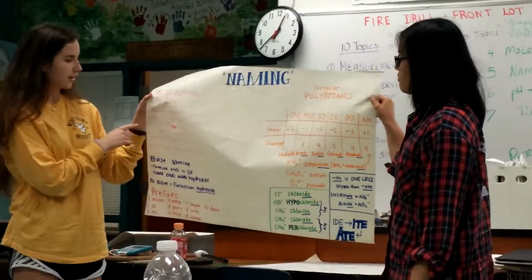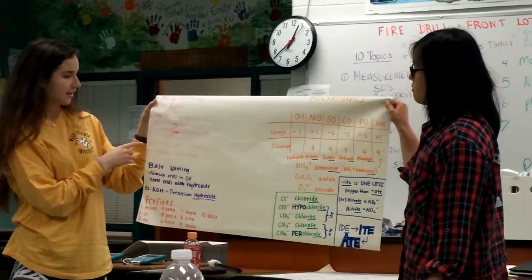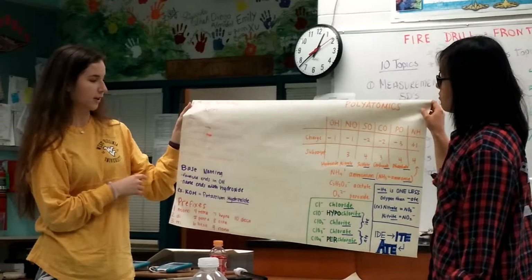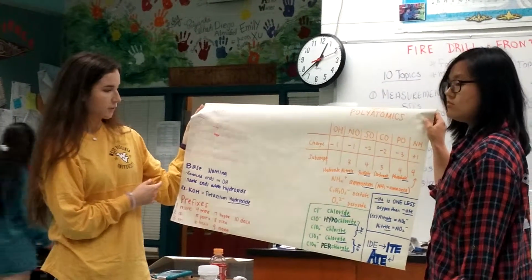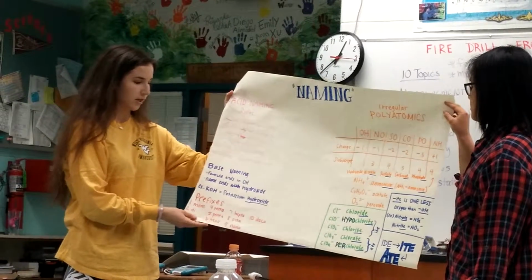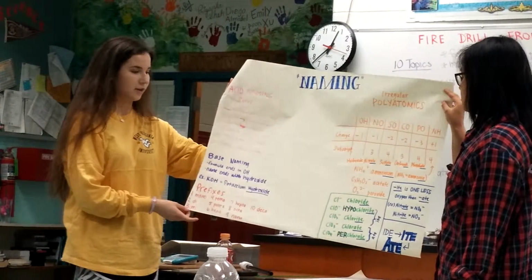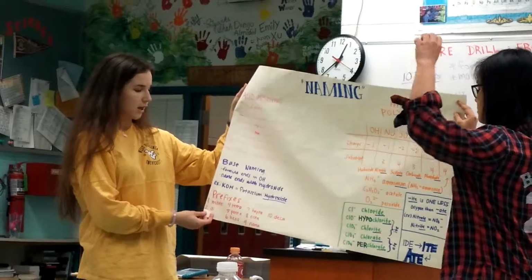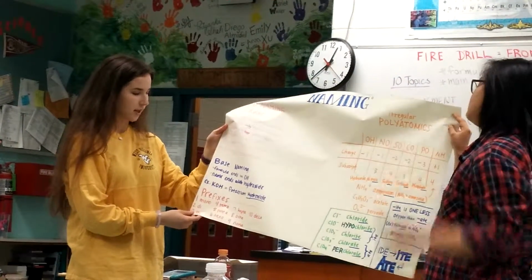ate changes to ic, ite changes to ous, and ide changes to ic. So an example would be, if you had chloride, it'd be hydrochloric acid. And for bases, the formulas end in OH and the names end in hydroxide. So if you had KOH, it would be potassium hydroxide.